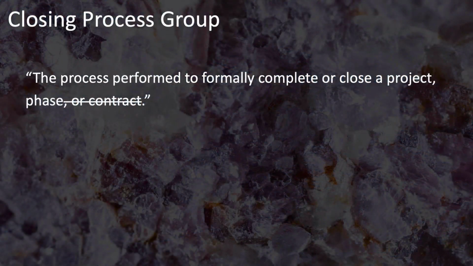The closing process group is all about closing the project in an orderly fashion, whether the project is being completed, terminated, or put on hold. An important exception is that closing procurements contracts is not part of the closing process group. In earlier versions of the PMBOK guide and the project management standard, it was part of the closing process group. However, starting with the 6th edition, closing contracts is part of the control procurements process, which is, as you've guessed, in the monitoring and controlling process group.